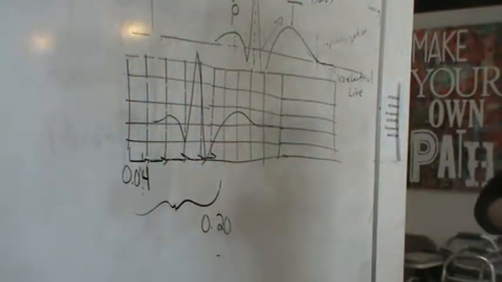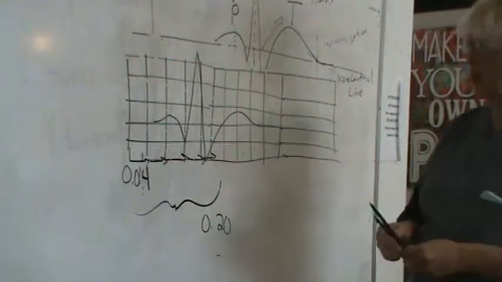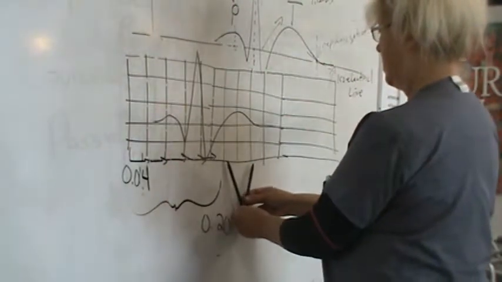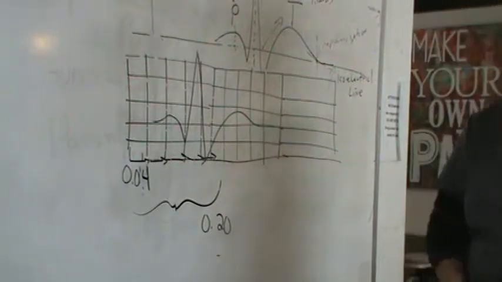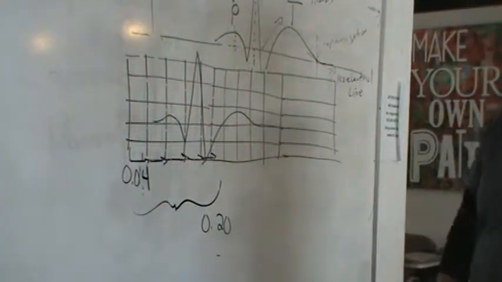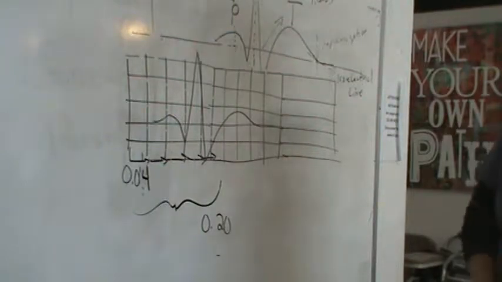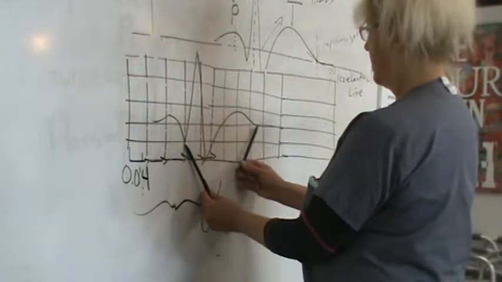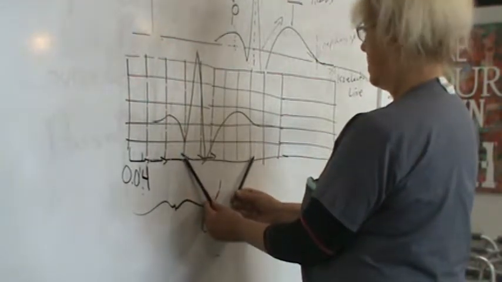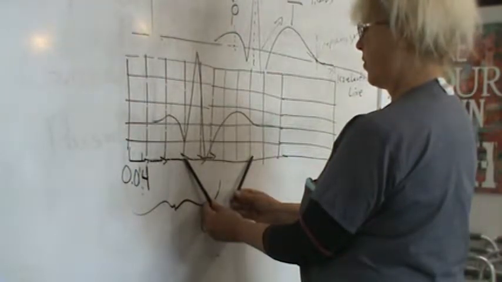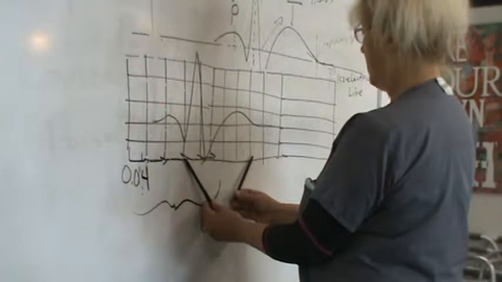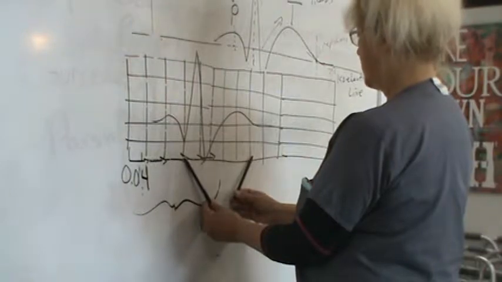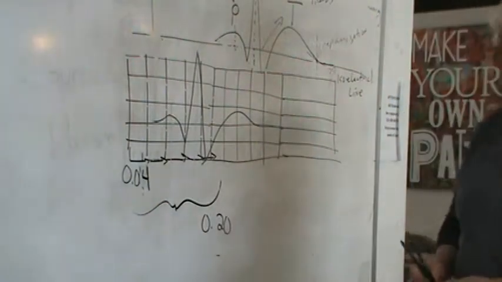Okay, PR is 0.12 to 0.20. Looks like it might be a little small. Yeah, it's about 0.08, so PR is a little small. That's because my translation isn't that good. QT looks to be about 4, 1, 2, 3, 4, 5. Let's see, 1, 2, 3, 4, 0.20. So QT is a little small too.